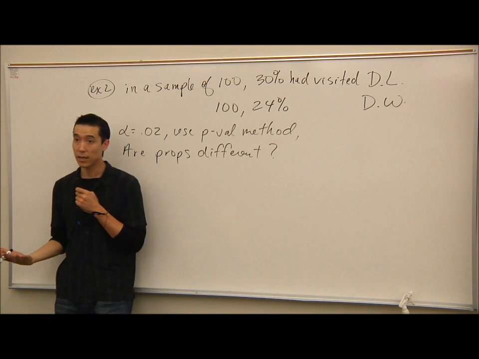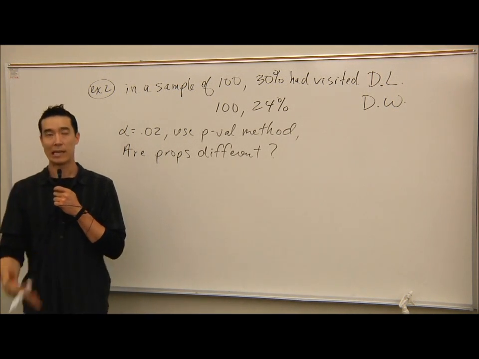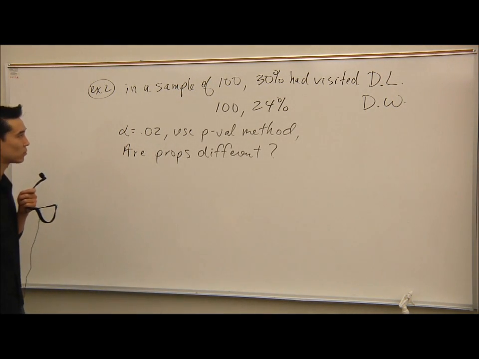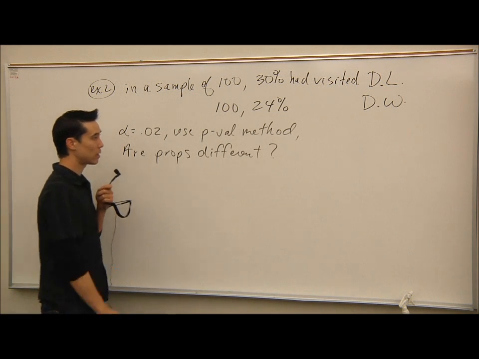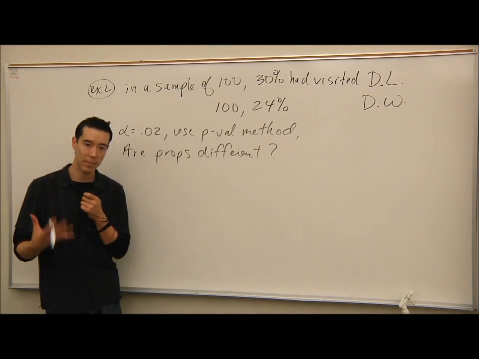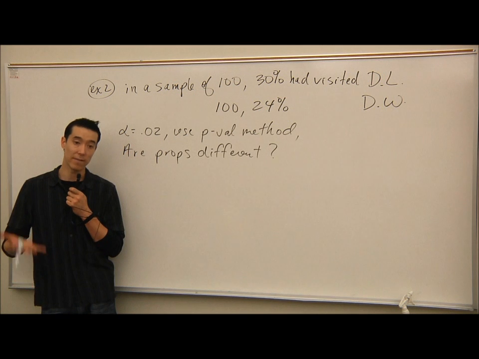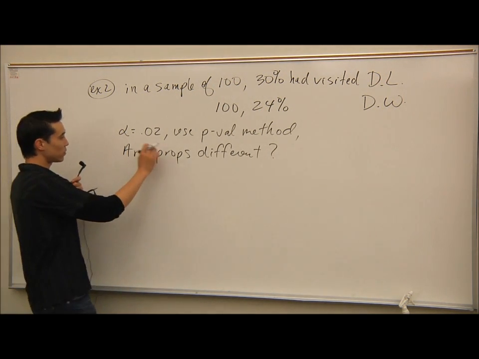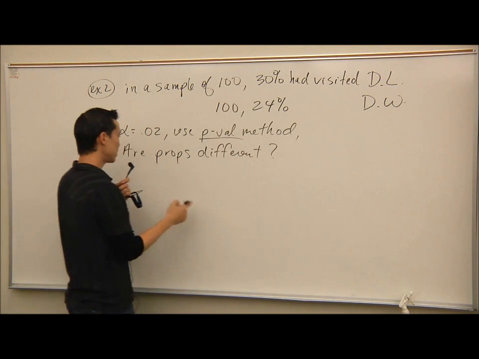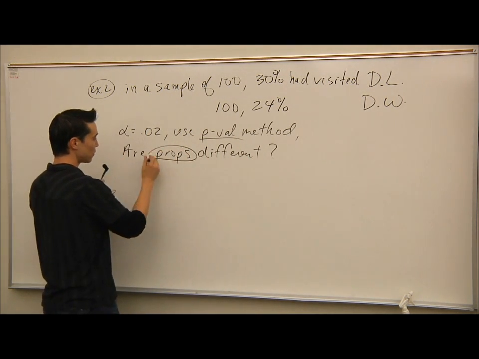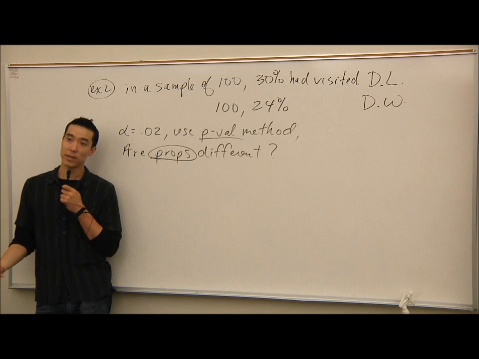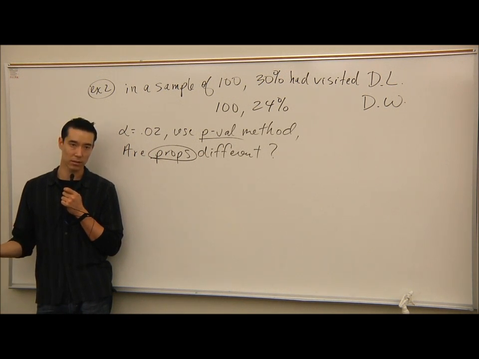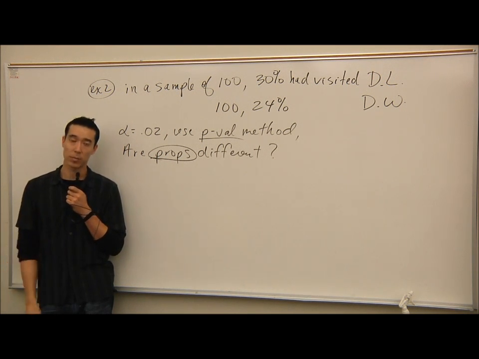Okay, so again, if you read through this problem, it's pretty obvious we have 2 samples. One sample for Disneyland, one sample for Disney World, and we're talking about the amount of people in these samples that visited each of these amusement parks, okay? It says use alpha equals 0.02, use the p-value method, great. And then the question, are the proportions different? That is a pretty big clue that this is a 2-sample proportion test, right? Are the proportions different? Is one proportion different from the other proportion? This is a 2-sample proportion test.